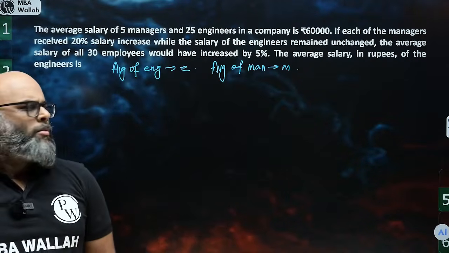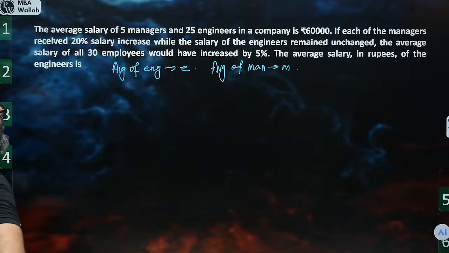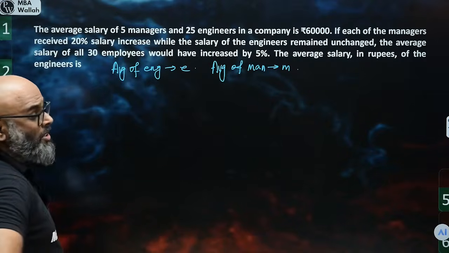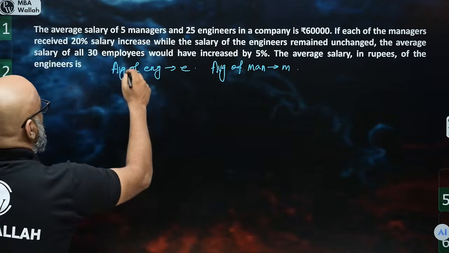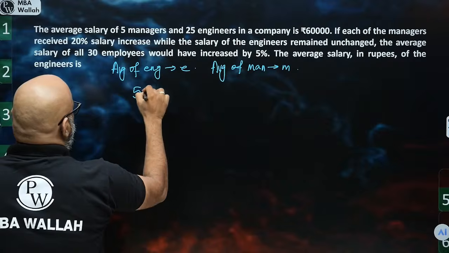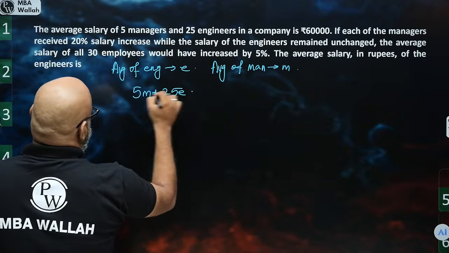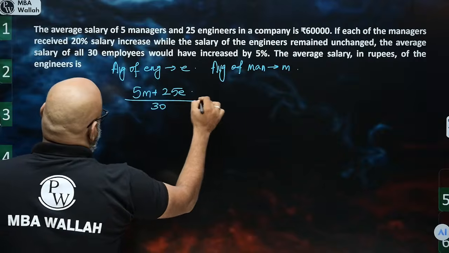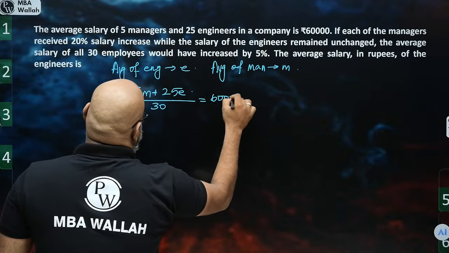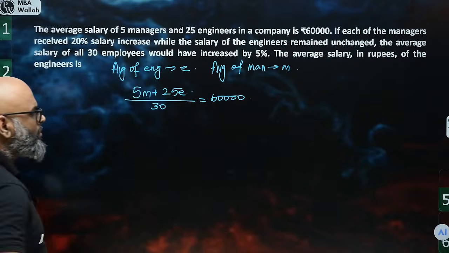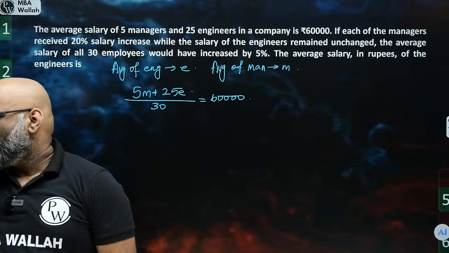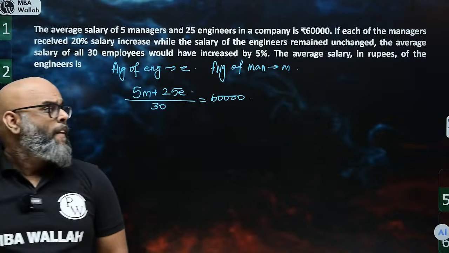Right? So let's apply this. So my first equation: the average salary is 60,000 for 30 employees. So that will be 5 managers plus 25 engineers divided by 30 is equal to 60,000. Right? That's my first equation.